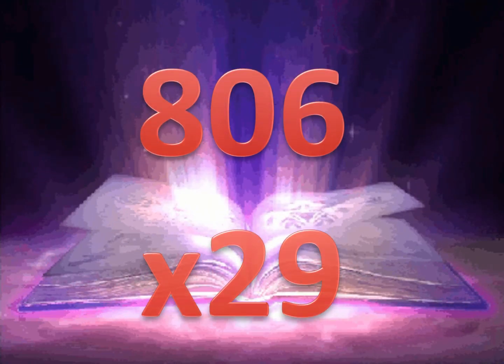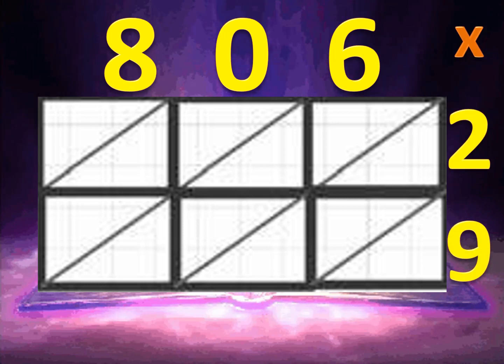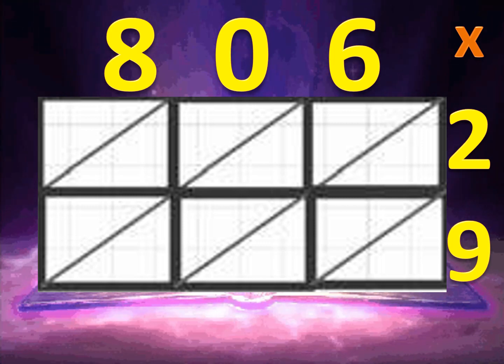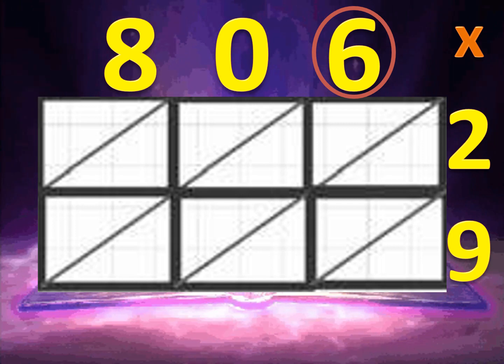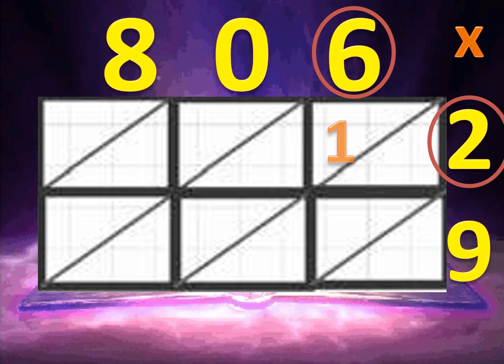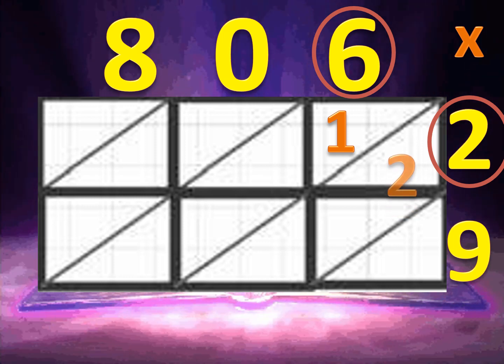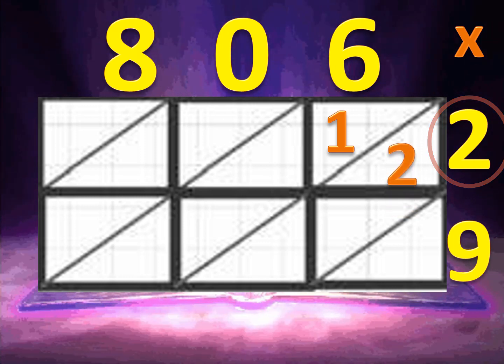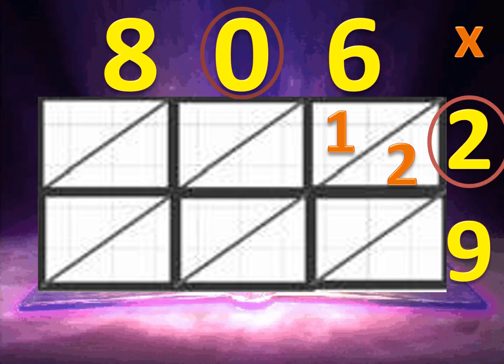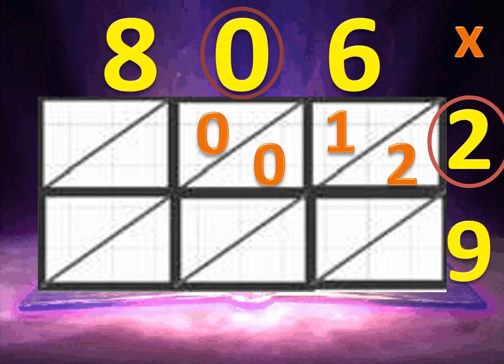For the last example, 806 times 29. Again, create the 3 by 2 box with the diagonal. Put 806 above, which is the multiplicand, and on the right is the multiplier. The first row are the tens, and the second row are ones. Now, multiply 6 times 2 equals 12. So write 1 above the diagonal and 2 below the diagonal. For the next number, 2 times 0. Any number multiplied by 0 is 0. So write 0 above and 0 below the diagonals.